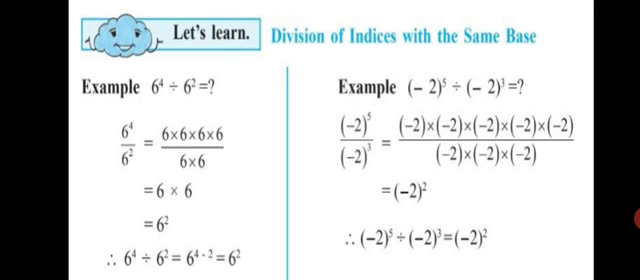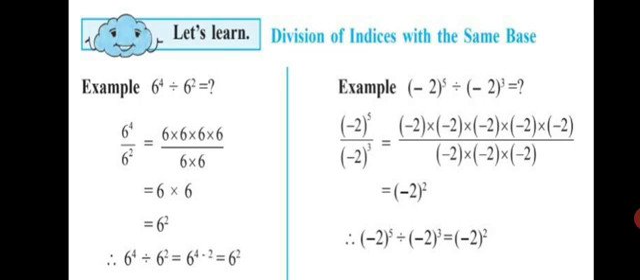Let's learn division of indices with the same base. In the previous practice set, you have learned the multiplication of indices with the same base. Now you are going to learn the division. Look at the first example. 6 raised to 4 divided by 6 raised to 2 is equal to question mark.